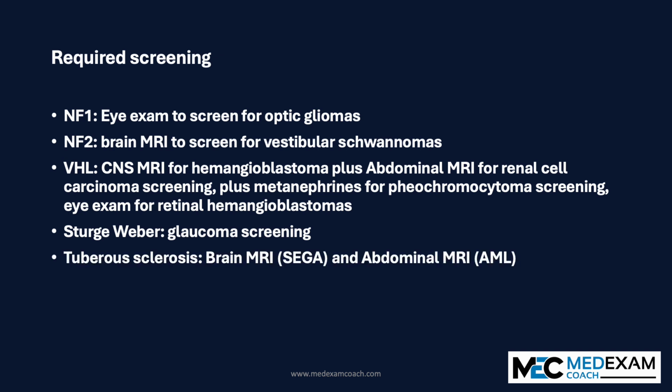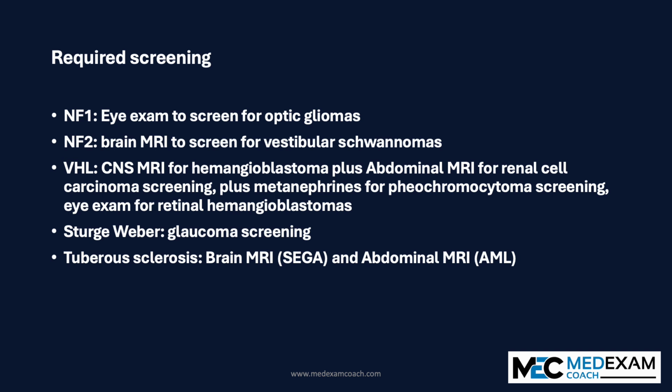Tuberous sclerosis, you want to do brain MRIs to look for SEGA, which is subependymal giant cell astrocytomas. And then abdominal MRI to look for AML. AMLs are fatty tumors of the kidneys, as I mentioned. The problem is that they can bleed. They can lead to significant retroperitoneal hemorrhage, especially if they get to be a certain size. So that's also indicated for that as well.